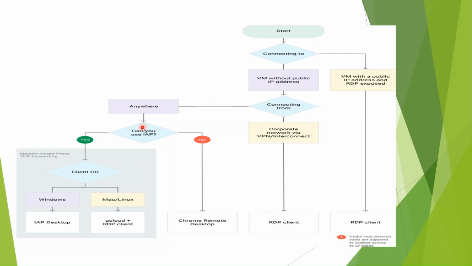After that is anywhere. Anywhere means if you are not in the office, you are connecting from anywhere in the world, you just have a computer and you want to log in. There are two options. First, can we use IAP? IAP is Identity-Aware Proxy. If you have the proper IAP roles, like the tunnel user role, then you can log in with the help of this. But if you don't have that and cannot use IAP, then you can use Chrome Remote Desktop. For Chrome Remote Desktop, someone from your organization must have installed it on the Windows machine, only then will it work. It will not be pre-installed on every machine.